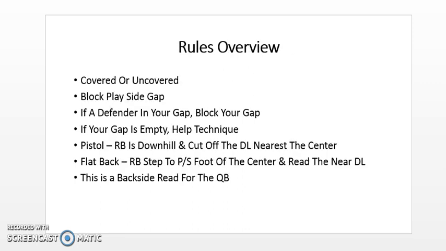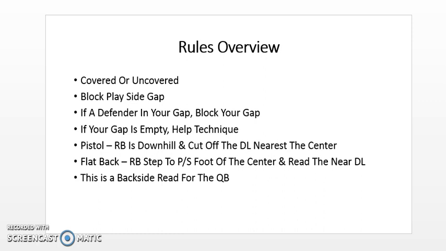Some of the rules, once again, we're blocking inside zone. Everyone's blocking their play side gap. Double teams as much as we can. Linemen are playing low to the line of scrimmage as we work up on our double team to the second level to the linebackers.